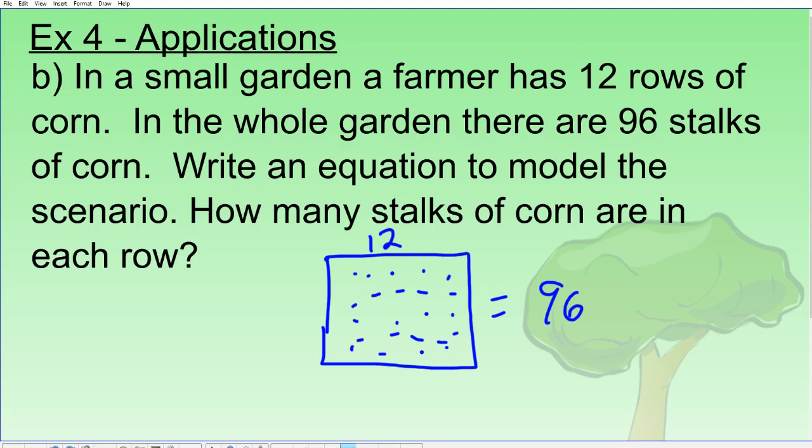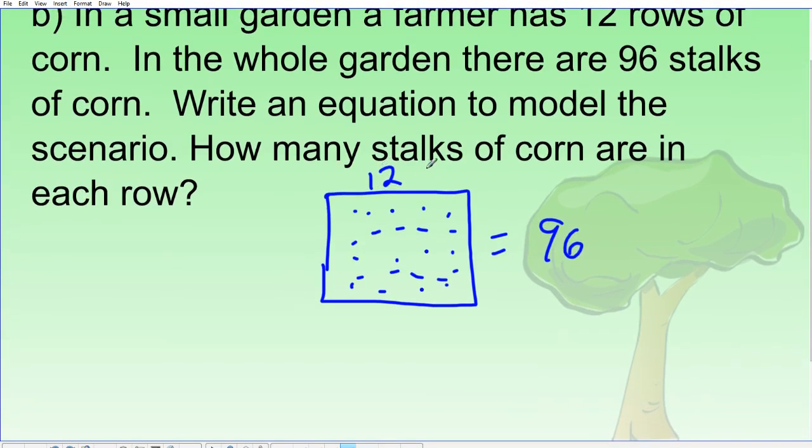So it wants us to write an equation to model a scenario. And this is how many stalks of corn are in each row. So how many are in each row? So if you've got your rows going like this, we don't know how many are in each row. This already is almost my verbal model. I have 12 rows of corn, and if you multiply that by how many stalks of corn are in each row, that would give you the total number of corn.